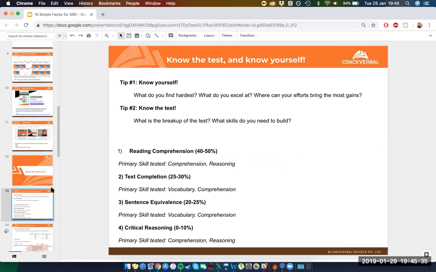All right. Now, the first thing that I want to address is essentially the first two tips, to know yourself and to know the test. Now, what do I really mean by that? Let's try and address that.